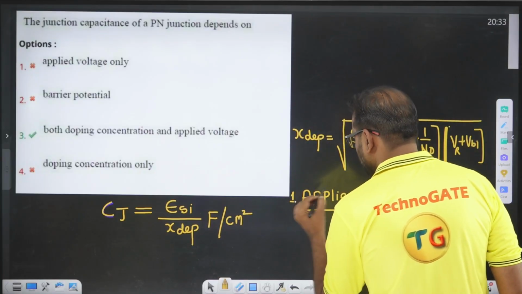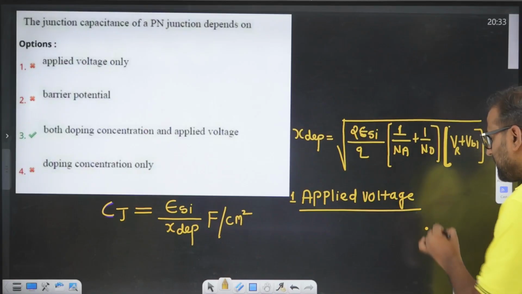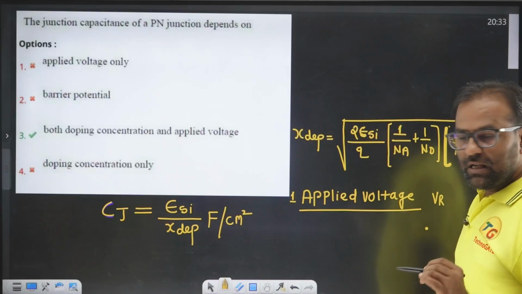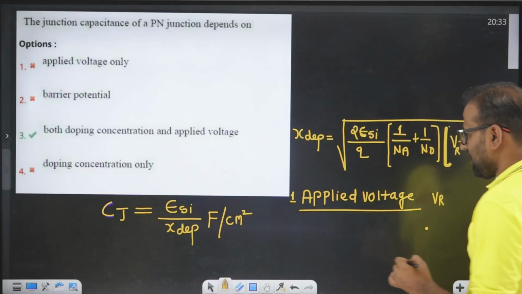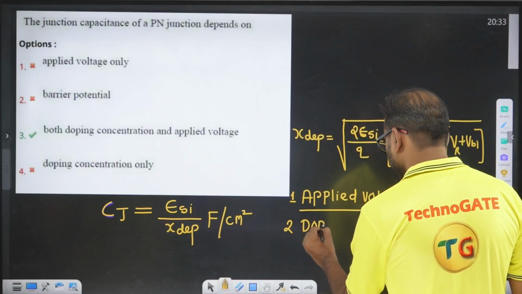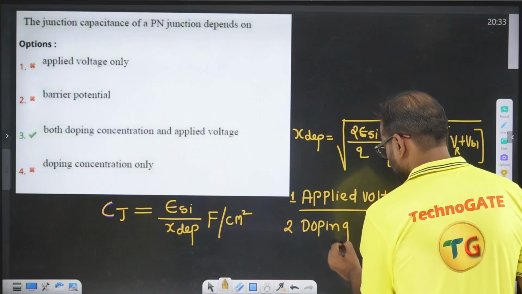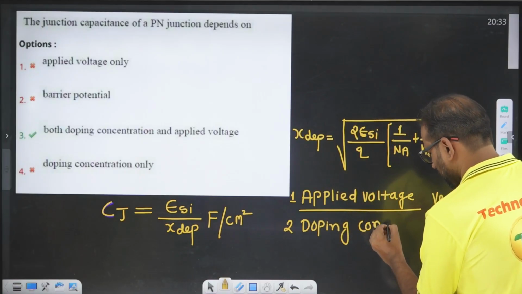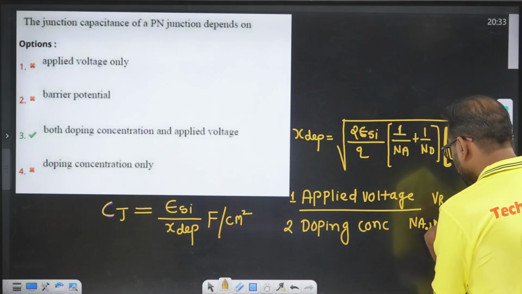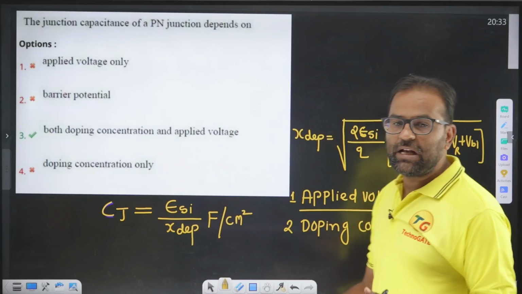What is the first thing? The first thing is applied voltage, so it is dependent on VR. And what is the second thing? The second thing is doping concentration, Na and Nd. So what they are saying, the junction capacitance is dependent on which quantity?